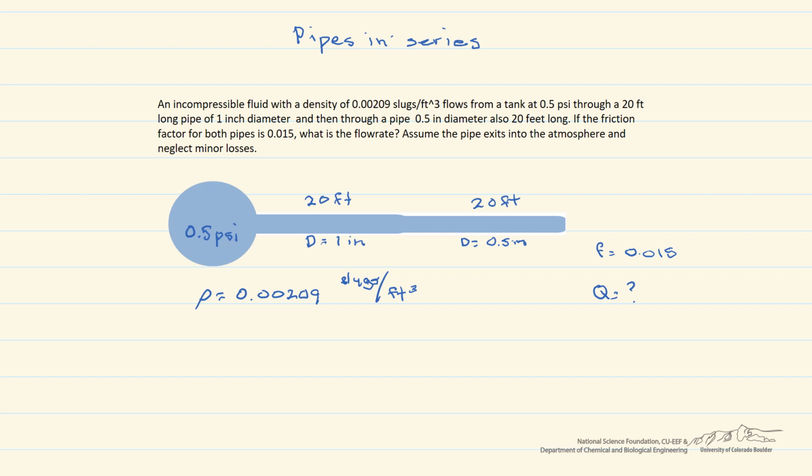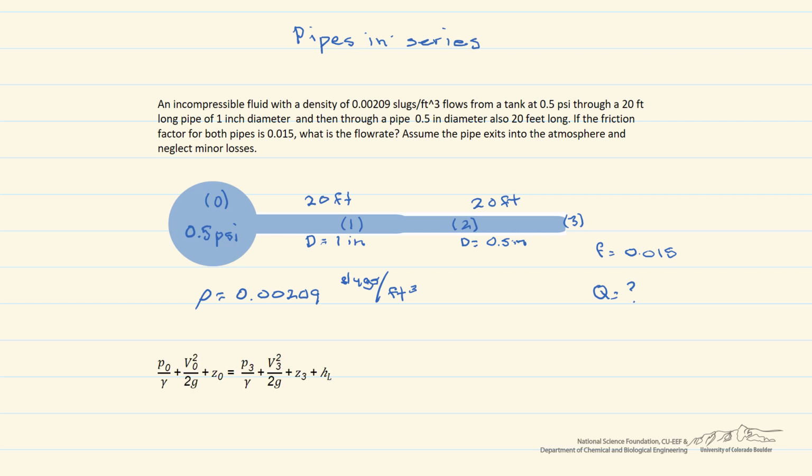So we're going to call the tank here 0. We're going to call the first pipe here 1. Our second pipe is 2, and the exit is 3. So let's do an energy balance between 0 and 3.